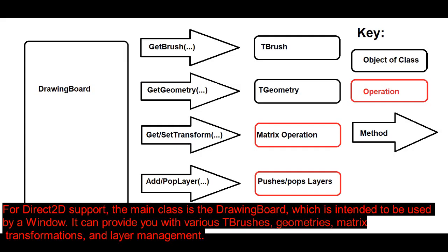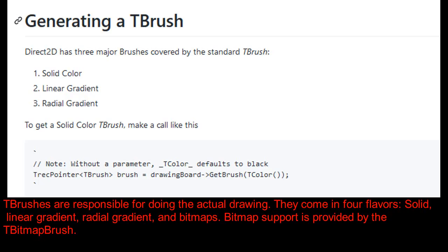For Direct2D support, the main class is the drawing board, which is intended to be used by a window. It can provide you with various T-brushes, geometries, matrix transformations, and layer management. T-brushes are responsible for doing the actual drawing. They come in 4 flavors: solid, linear gradient, radial gradient, and bitmaps. Bitmap support is provided by the T-bitmap brush.